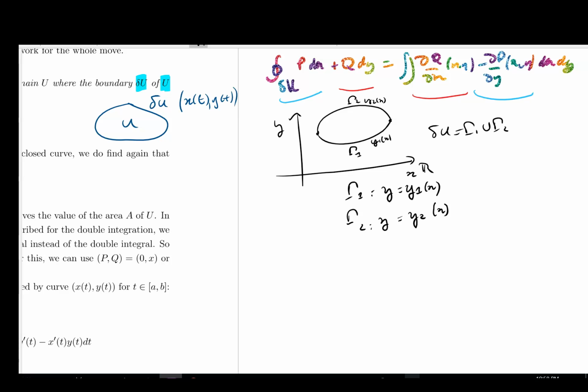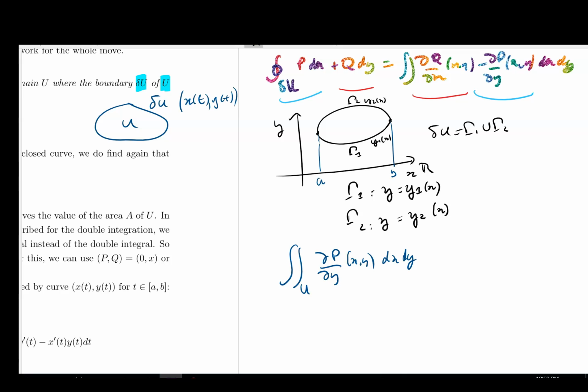Okay, so let's work on the P part, right? Let's see what it gives me if I'm doing the double integral on that domain U of dP over dy of x,y. Assume that P was a C1 scalar function of two variables, and so I can compute the double integral of dP over dy dx dy. Okay, so maybe we should give some more precise names. Let's say this is a and this is b.